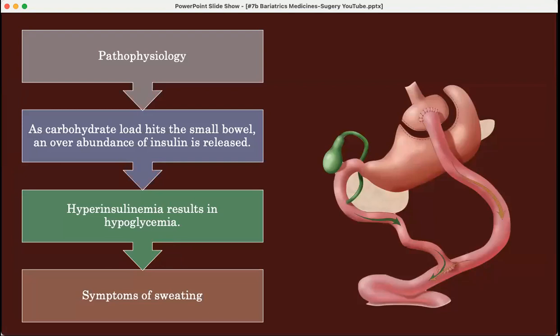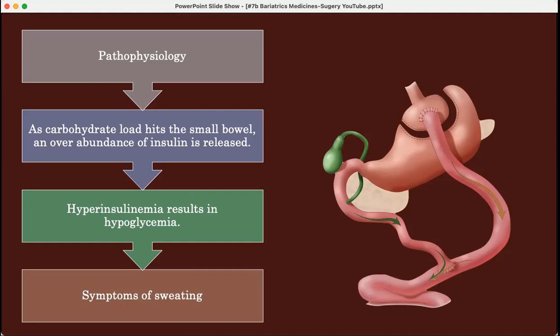So as the large carbohydrate load hits the small bowel, it stimulates the pancreas to start releasing lots of insulin. And the insulin is overly released, and patients actually get hypoglycemia. And that hypoglycemia, or low blood sugar, is what causes the sweating.